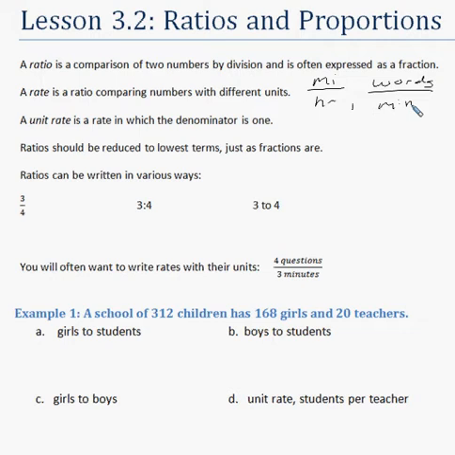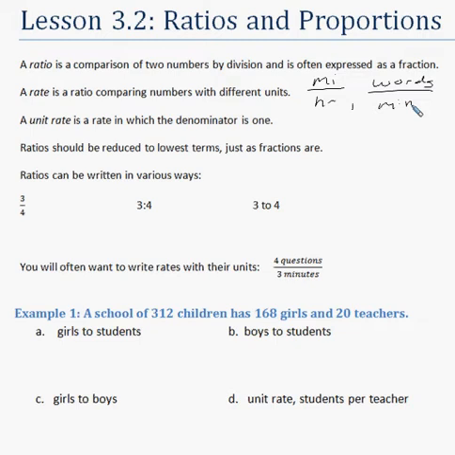The next thing is a unit rate. And a unit rate, as you see there, is a rate in which the denominator is 1. Now things aren't always in the form of unit rates, but you can change them to unit rates by dividing. So instead of having, maybe, you might say you go 120 miles in 2 hours. Well, that's not a unit rate because that's per 2 hours. You would want to change that to per hour, and that would be a unit rate if your denominator is a 1. Ratios should always be reduced to lowest terms, just like we do with fractions.